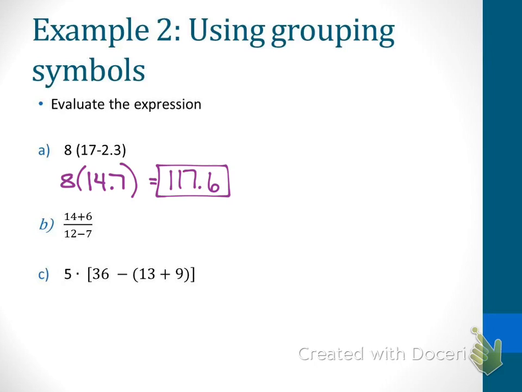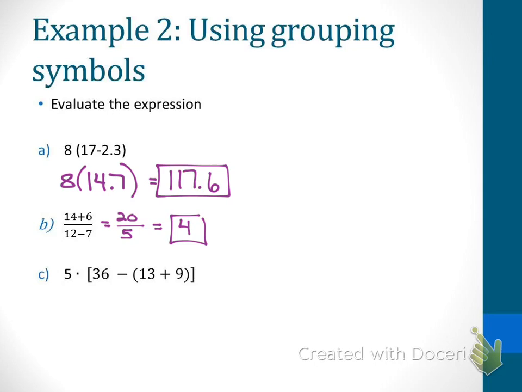Okay, now in B, it's pretty clear that I can't really divide anything until I simplify everything in my numerator and everything in my denominator. So first I have to do 14 plus 6, which gives me 20. And then I divide it by 12 minus 7, which is 5. And then my answer is clearly 4. So anytime I'm solving something that involves a fraction or numerators and denominators, I need to make sure that I simplify everything on both sides before I divide.